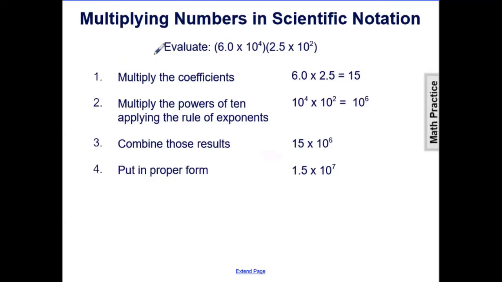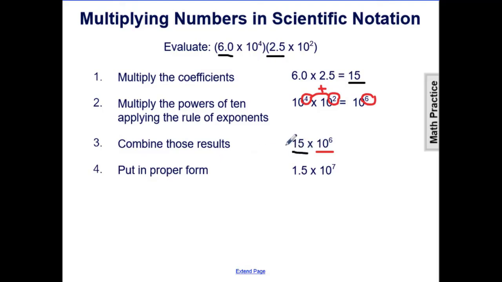So here's an example. Evaluate 6.0 times 10 to the 4th times 2.5 times 10 squared. Multiply the coefficients. So here we're multiplying 6.0 and 2.5, giving us 15. Then we're multiplying the powers of 10, applying the rules. So we're adding 4 plus 2, which gives us 6. The rule is, when we multiply the same base, we add the exponents. So we're combining those results. We have our 10 to the 6th and our coefficient, our product of 15.